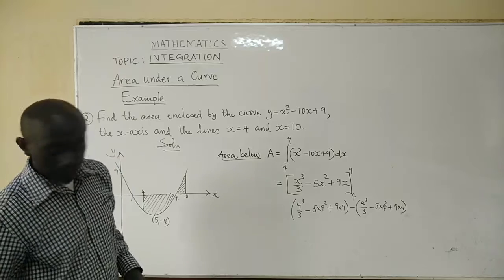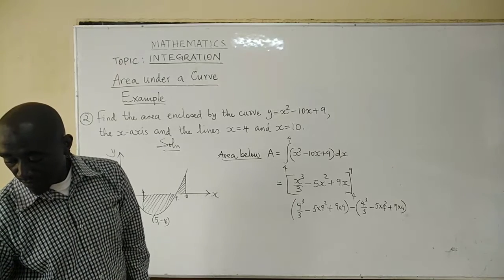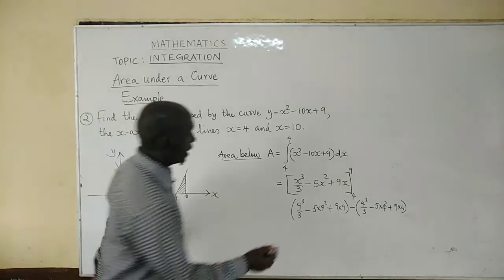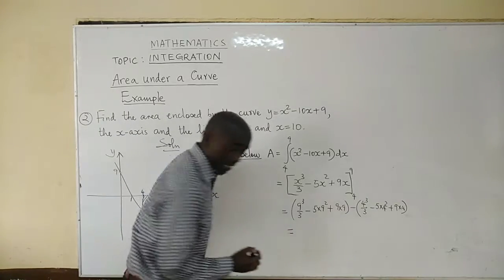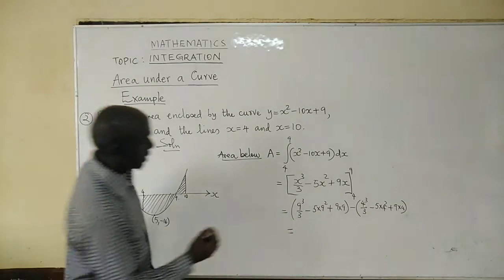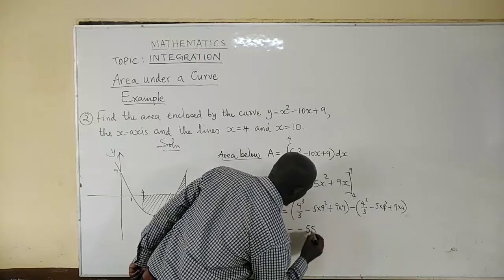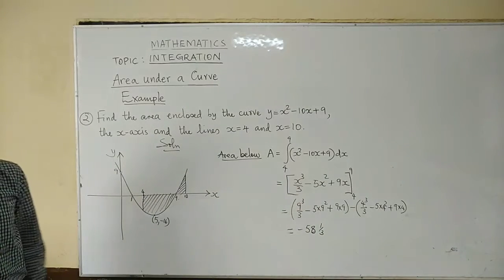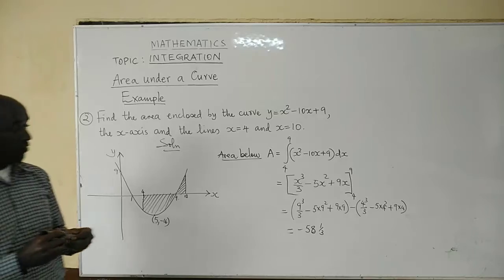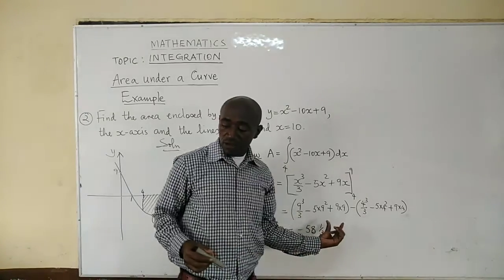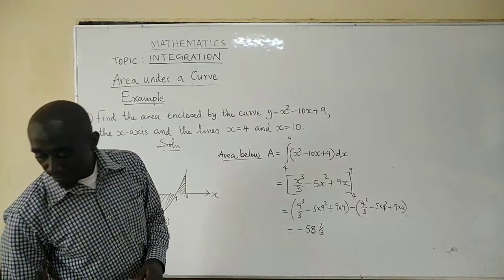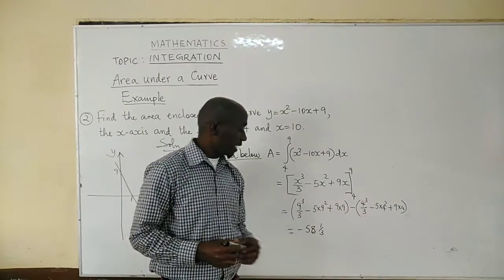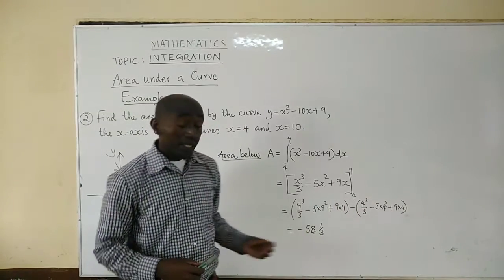You will get here, if you solve that, my dear learner, you are going to get negative 58 and a third. Negative 58 and a third. If you solve all of this, if you subtract at the end, you will get negative 58 and a third.